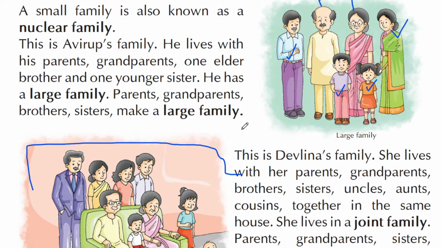Now, what is the difference between a large family and a joint family? In a large family, there are only parents, grandparents, brothers and sisters. But in a joint family, there is an addition. You will have cousins, uncles and aunts. So here the count of the members is more than 5 to 6.